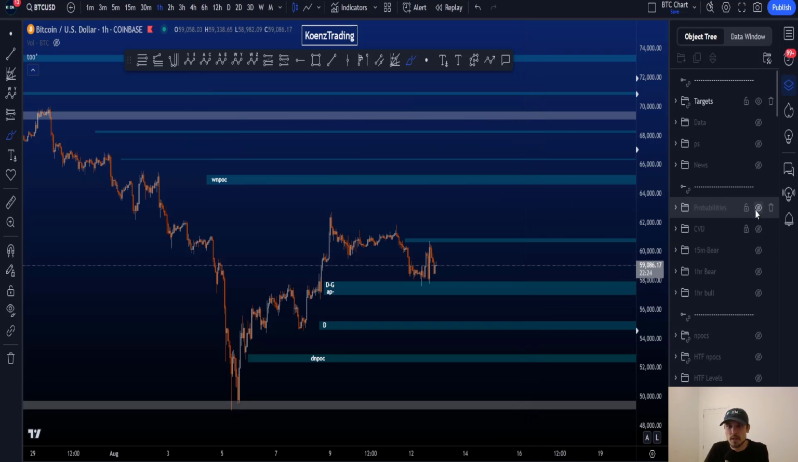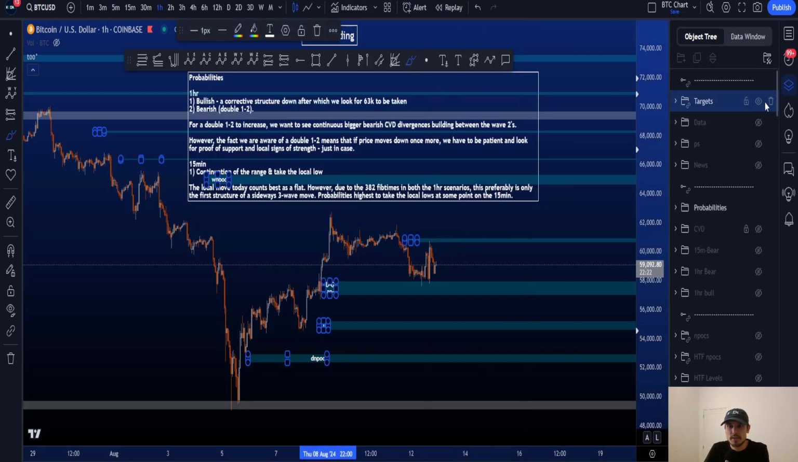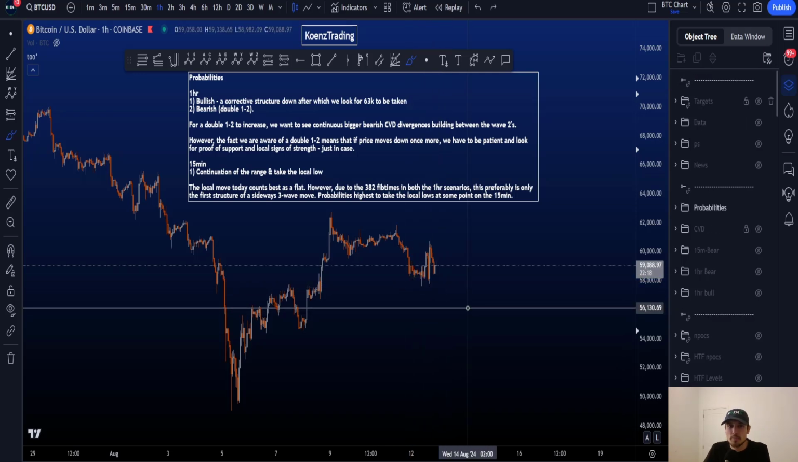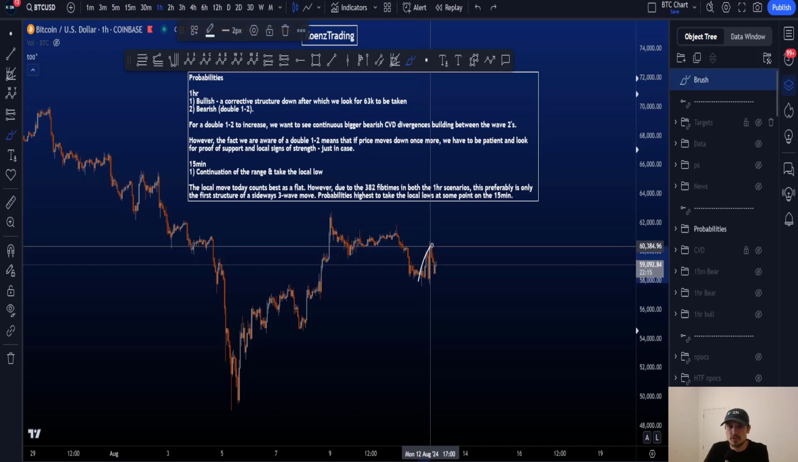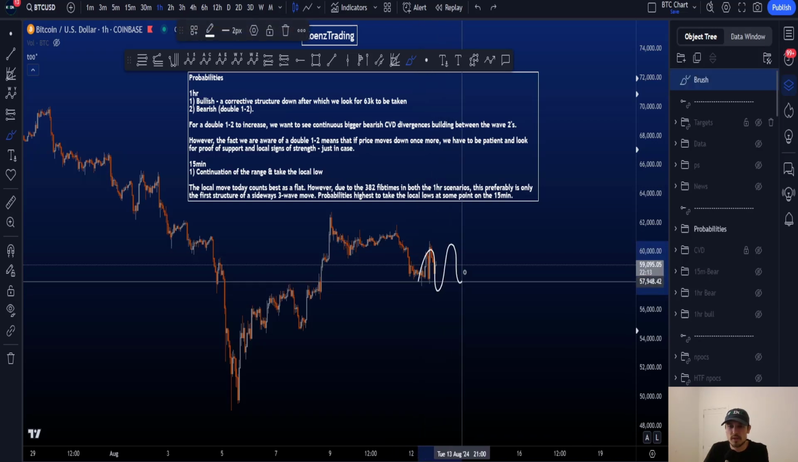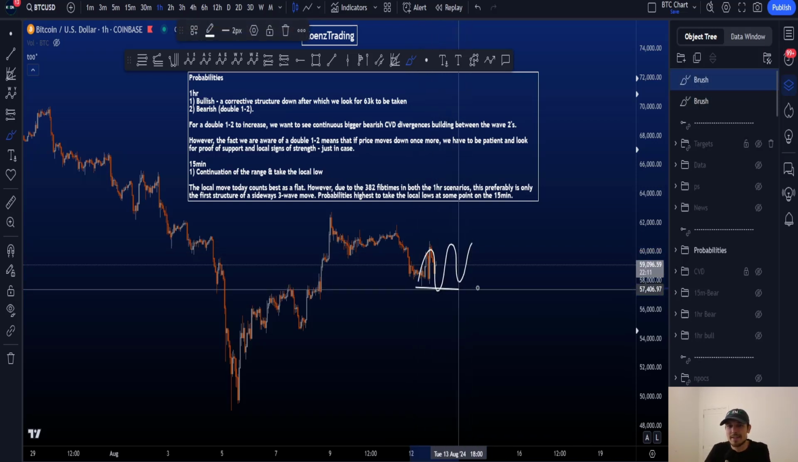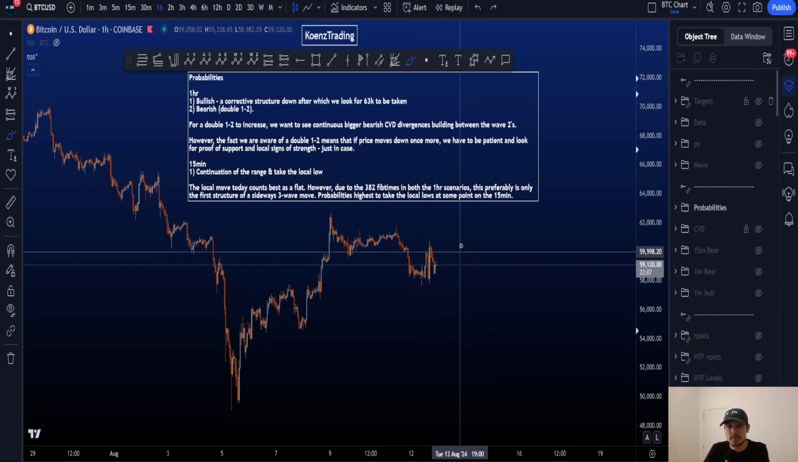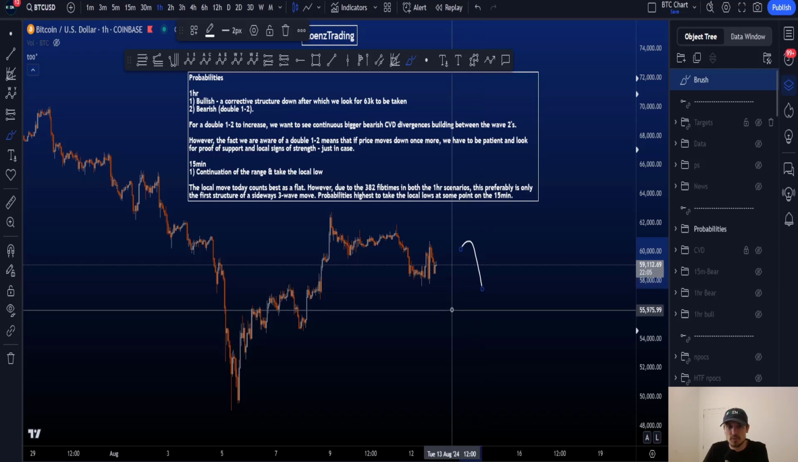On the 15-minute time frame, the probabilities are at the moment higher to still take out the local low over here, preferably also a continuation of the range, so going sideways for a little bit longer to make sure we end a three-wave corrective structure after the 382 fib times and then move towards the downside once more.